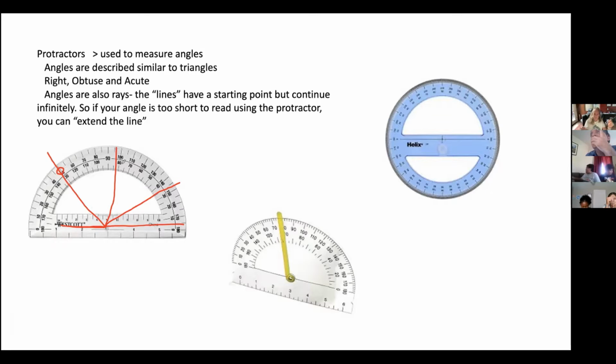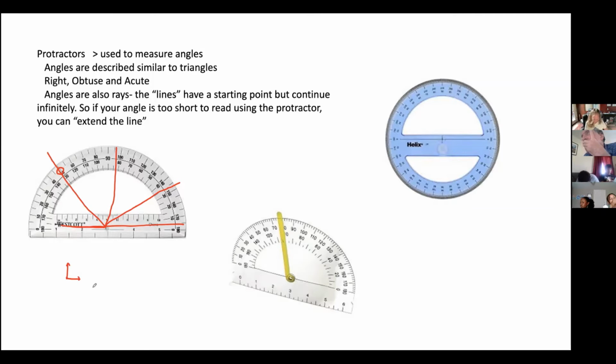The thing about this is that not all your angles are that long, so if you try to use this, it's going to be hard. What you need to remember is that angles are actually rays, which means the lines have a starting point, but they go out for infinity. So if you're stuck with this protractor at school and you don't have anything else, you can extend the line. Sometimes I'll take a ruler or a piece of paper and extend the line so that I can find the number.